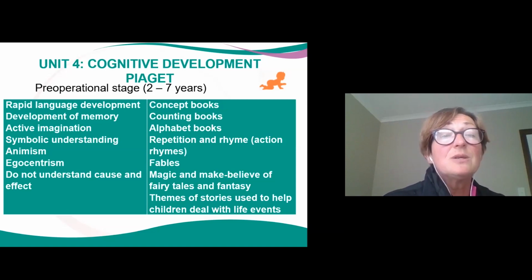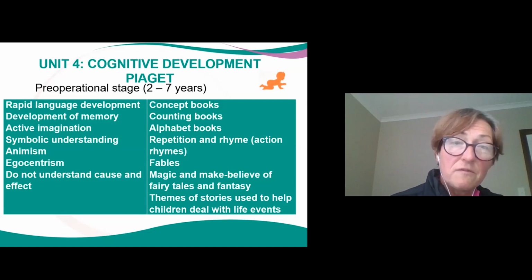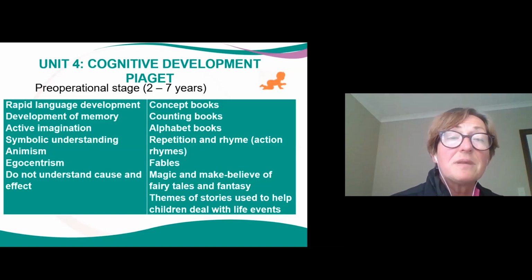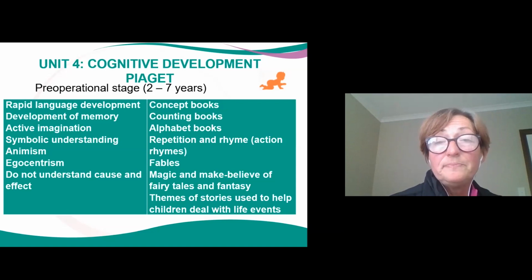Symbolic understanding is where they do begin to understand that when you present them with a picture, it's not the real thing. It's just a picture representing the real thing. Therefore, in their play, you would see the same thing where they would use a broom as a horse. And they would play with that as if it's a real horse.